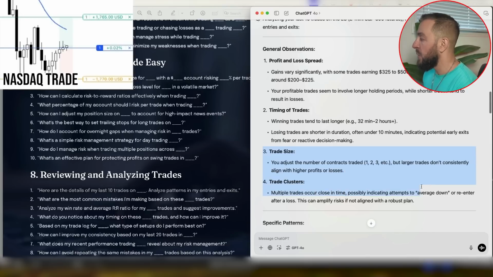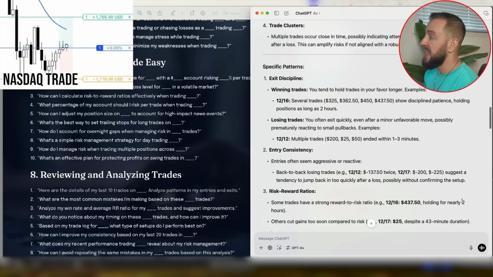Multiple trades occur close in time, possibly indicating attempts to average down or re-enter after a loss. This can amplify risks if not aligned with a robust plan. Clear objective feedback. Now, specific patterns.